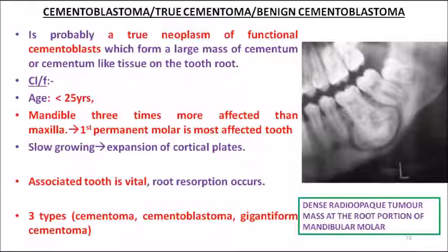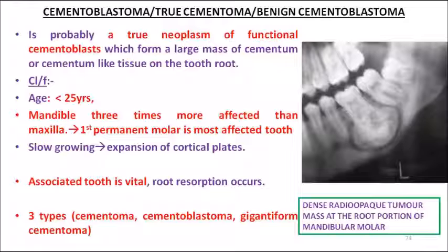And how does it appear? It appears as a radio-opaque mass, surrounded by a radiolucent border. You can see that clearly in that radiograph. Cementoblastoma group lesions are of 3 types: one is cementoma, one is cementoblastoma, and the last one is gigantiform cementoma. So just learn those 3 types, that is enough.